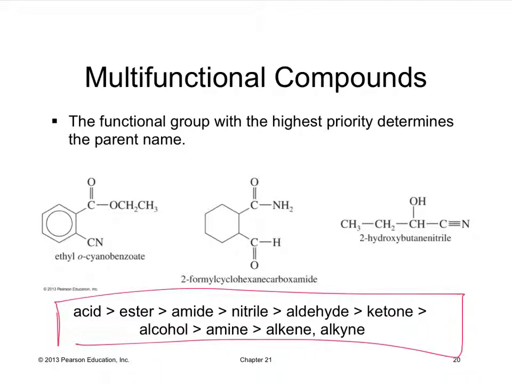So if we look at this, you have a nitrile versus an ester. The ester is the priority, so this is now going to be named as an ester. This part is the ethyl group, right? And then the carboxylate group. It's ortho, so it's ethyl ortho-cyanobenzoate. And you can do the same thing with these others by going through the list and figuring out what the priorities are.